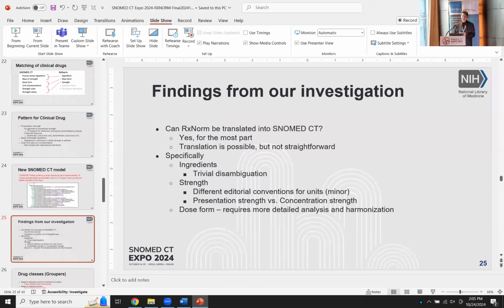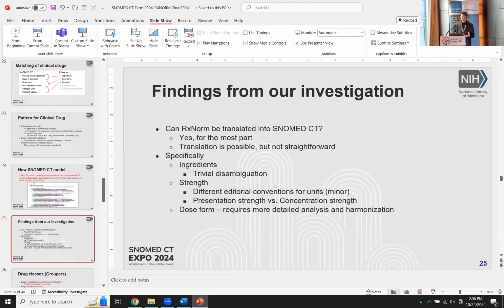So we have done some preliminary investigations of how we can map between SNOMED and RxNorm. Our finding, and this is a very high level summary, is that it can be done, but it's not straightforward. There are some kinks that we have to straighten out before we can achieve more alignment.